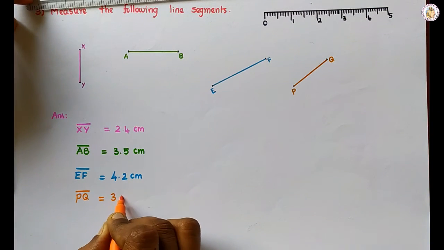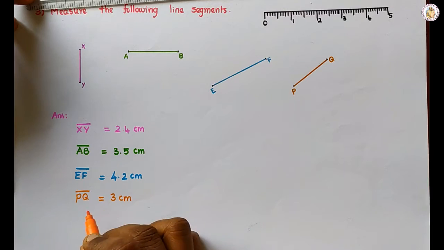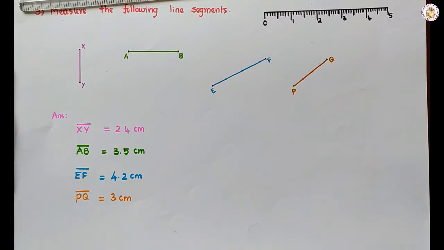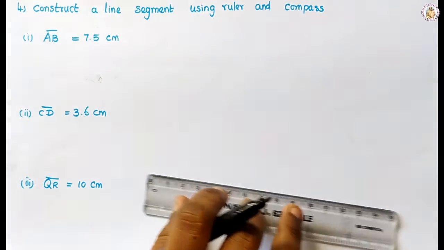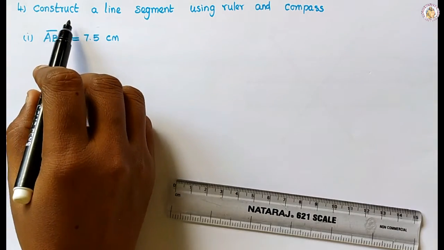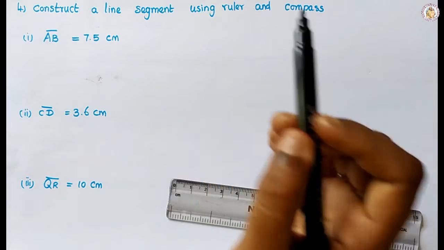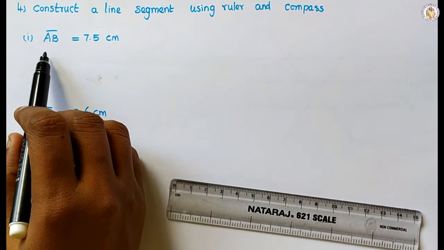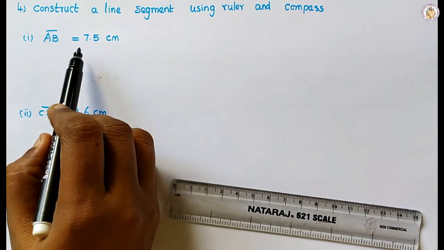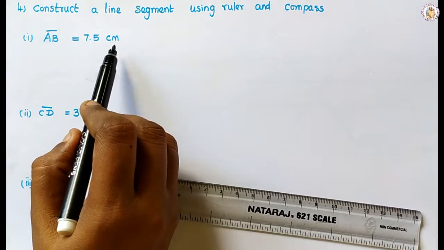So 3 centimeter. Line segment PQ is 3 centimeter. That is the answer. Now fourth question. Construct your line segment using ruler and compass. First question, line segment AB equal to 7.5 centimeter.